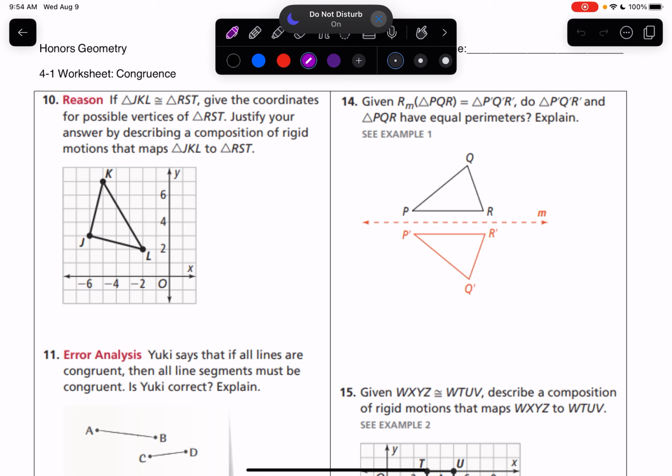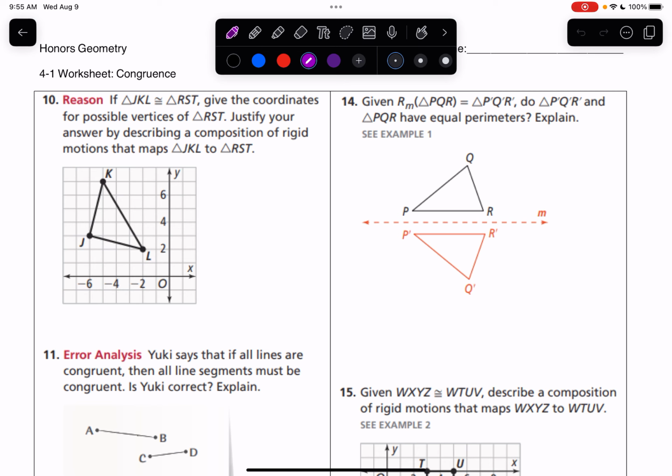So, 4-1 worksheet, all about congruence. It's a good bridge between the last sections of chapter 3 and the beginning of chapter 4 here. So, if JKL is congruent to RST, give the coordinates for possible vertices of RST. Justify your answer by describing a composition of rigid motions that maps triangle JKL to triangle RST.